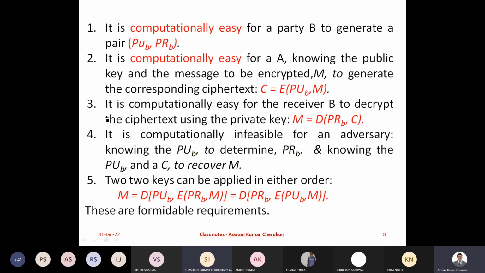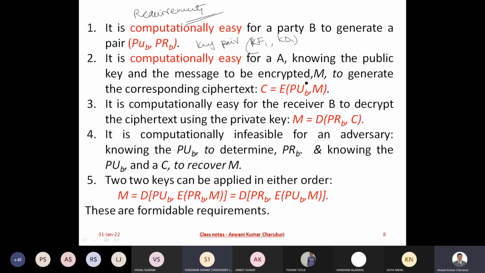So these are the various requirements of public key schemes. Please go back and read it, so that in tomorrow's class we will start the RSA algorithm. Essentially, number one, every party, every node should be able to generate the key pair. So when I say PUB, PRP, that means KE1 and KD1.